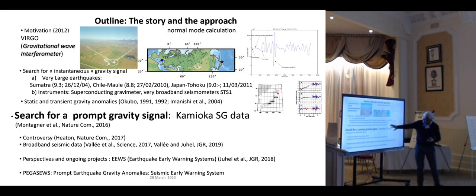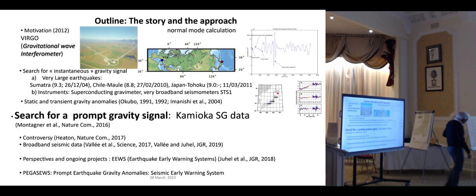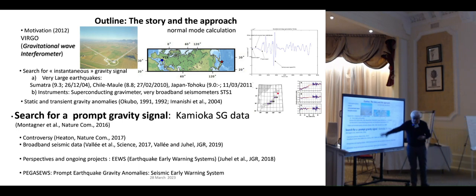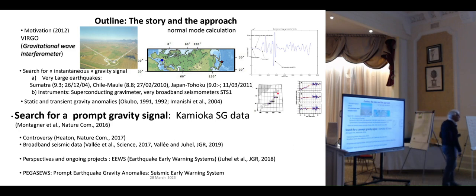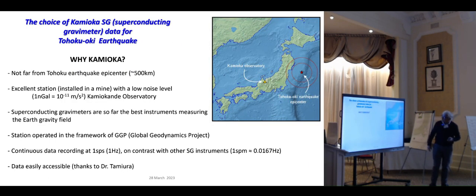Okay, so we started the search for this signal, and very rapidly we realized that the site of Virgo is too noisy. It is unfortunate, but that's a lesson for the Einstein Telescope, that we have to be very careful in terms of the seismic environment. And so what we did was to look at another place closer to the epicenter.